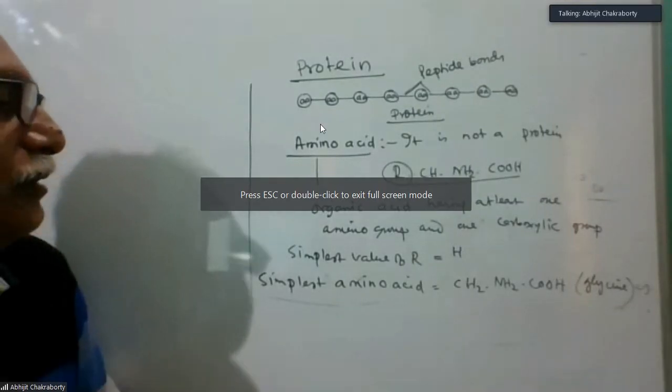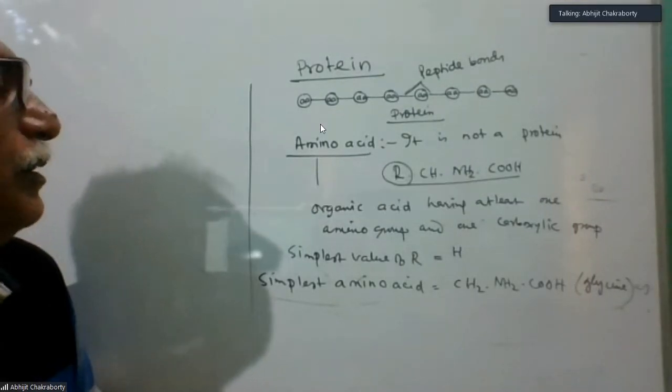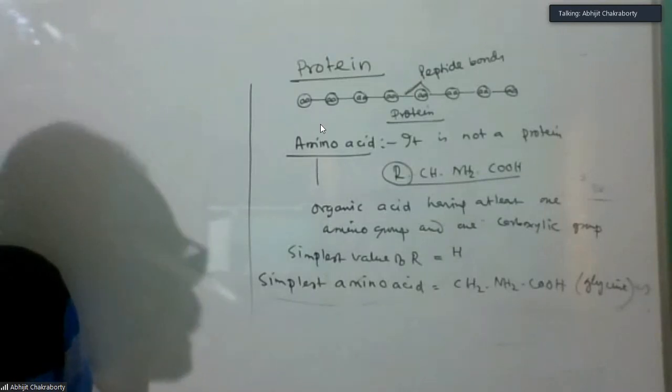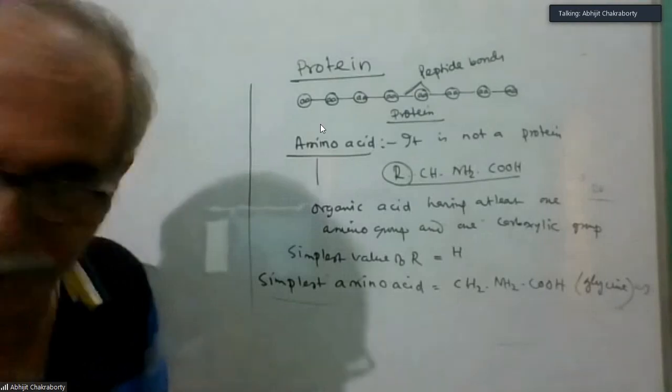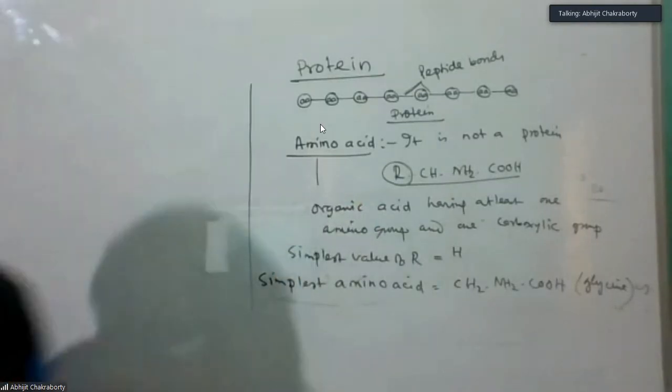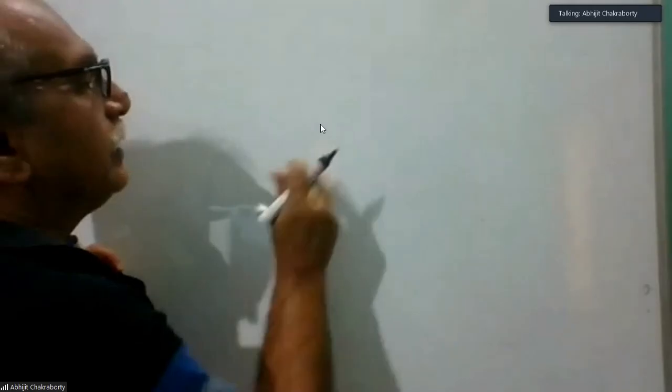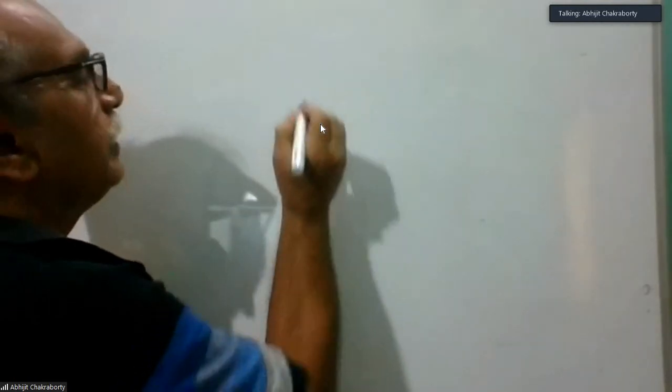The RCH2NH2COOH is the simplest amino acid because the simplest value of R is H. Now, next the classification. Let me erase the space. It is sometimes found in this form also.